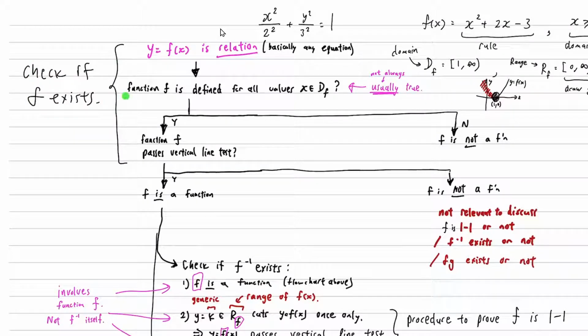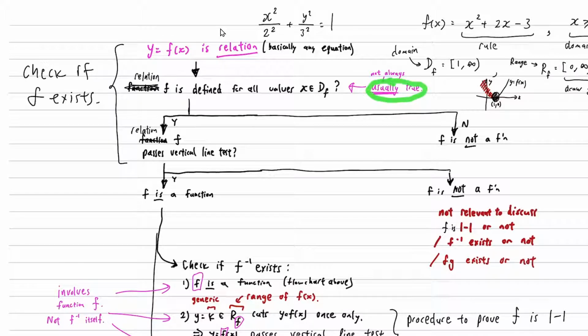The first question you need to ask yourself, is this function f, sorry, I shouldn't say function, I don't know whether it's a function yet, so I should say relation. Is the relation f defined for all values of x an element of the domain of f? In other words, you're trying to look out for whether there are any values of x inside the domain such that the function becomes undefined. This will usually be true, so then you don't need to check.